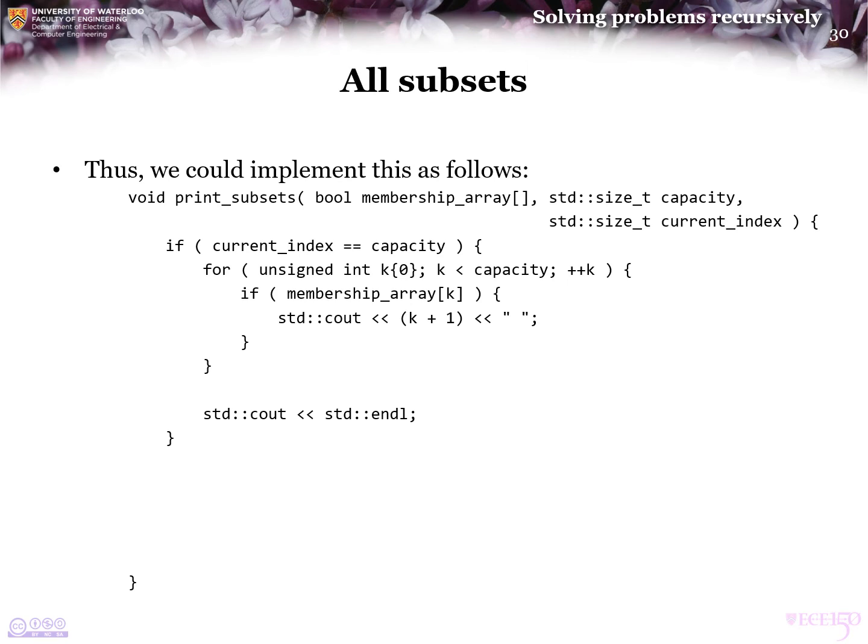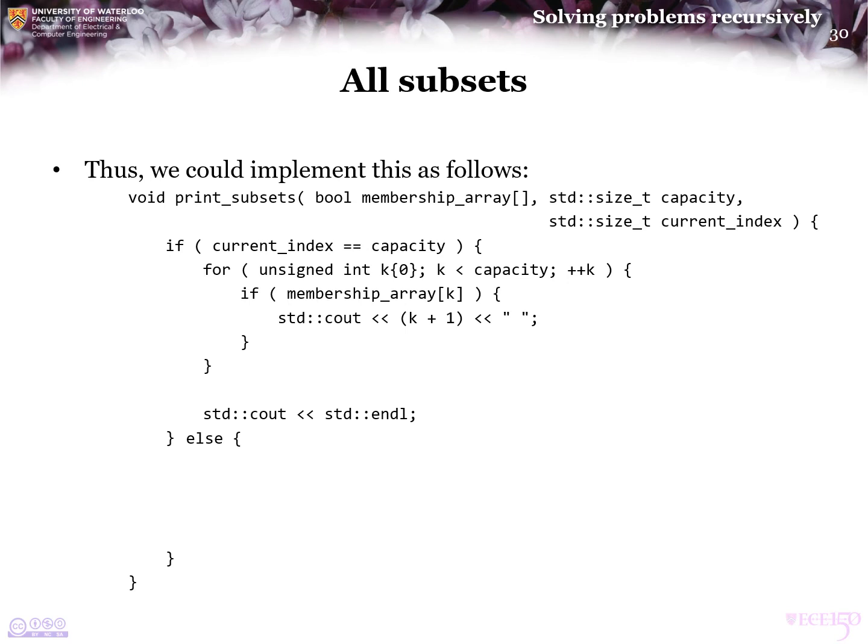So in this case, we just go from 0 to capacity minus 1, and if that entry of the array is true, we shall print out the value k plus 1. This is again because the indices go from 0 to capacity minus 1, but we actually want it to print values from 1 to capacity. So once we have listed all of the current entries with membership in this set, then we print an end-of-line character so we can continue printing the next set.